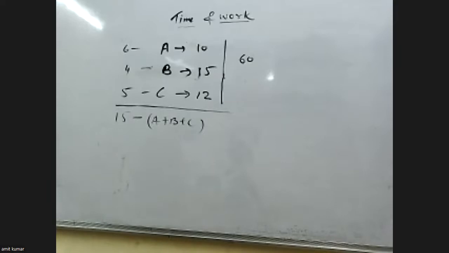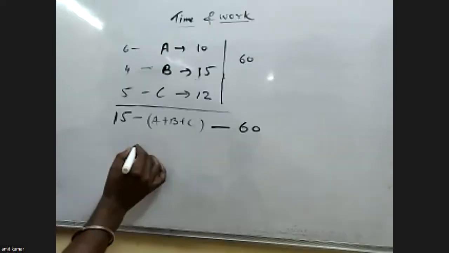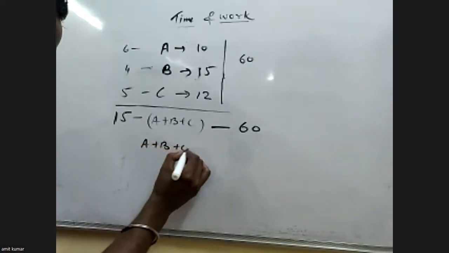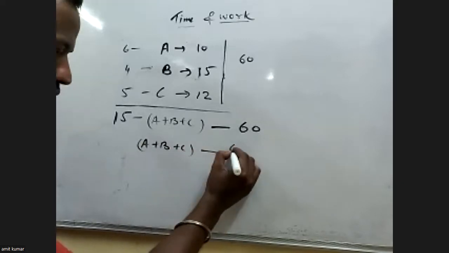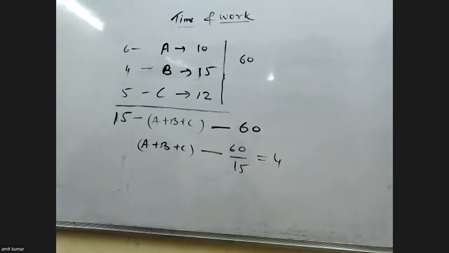So the answer will be what? A, B, C can do a piece of work. How much work do they do in one day? Their one day's work is 15 units. So to make 60 units, they will take how many days? 15 units in 1 day, so A plus B plus C will take 60 divided by 15. That is 4 days. Is it clear? Yes, sir. Very good.